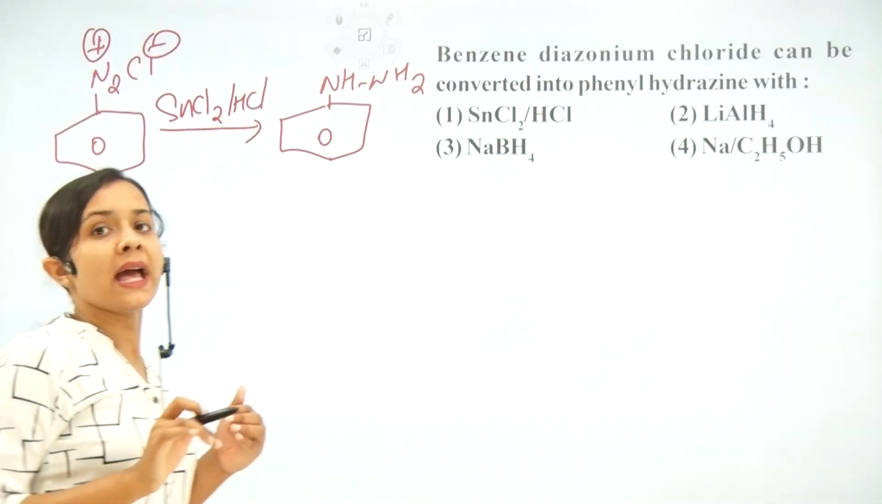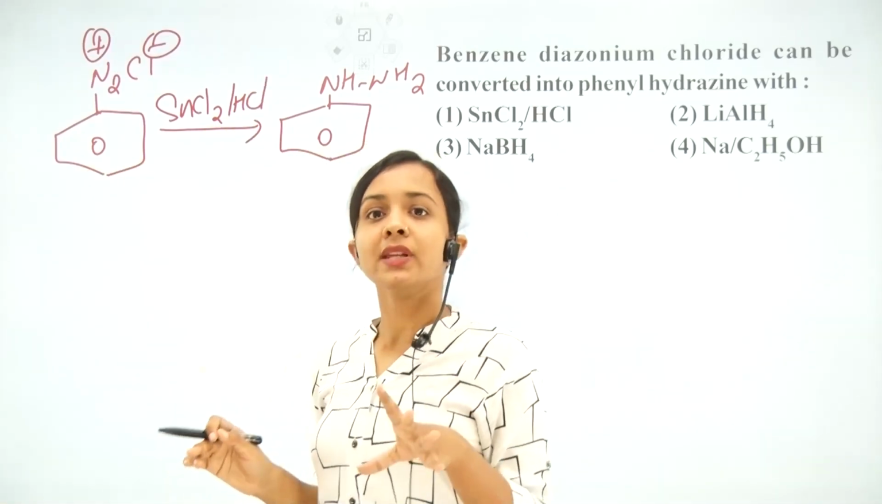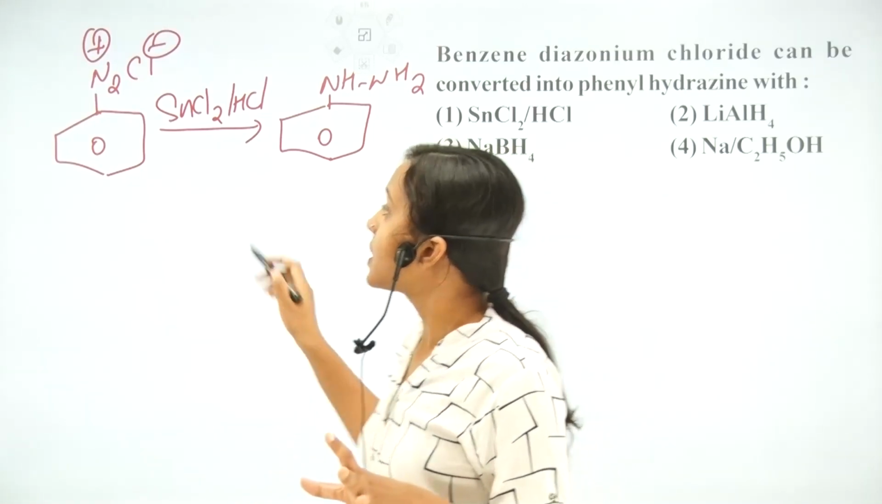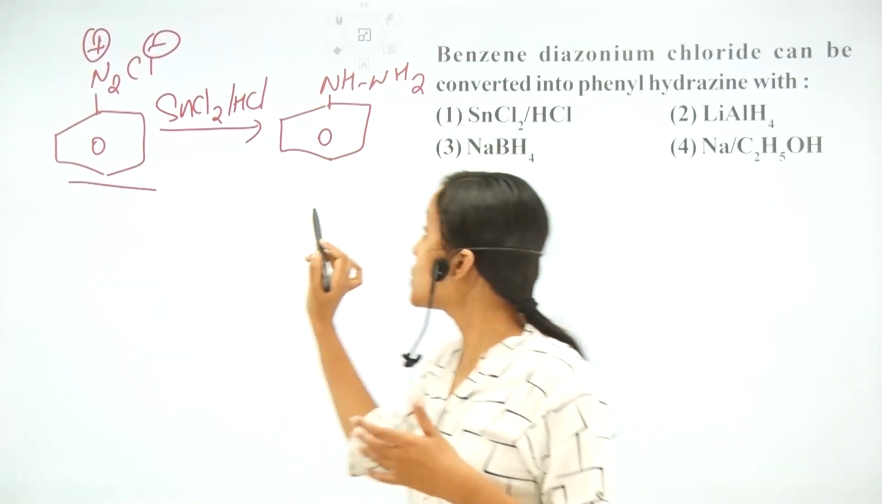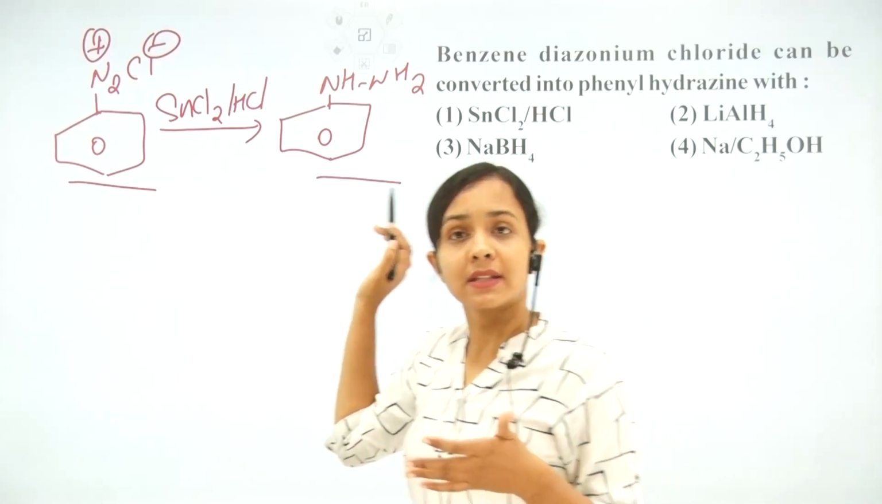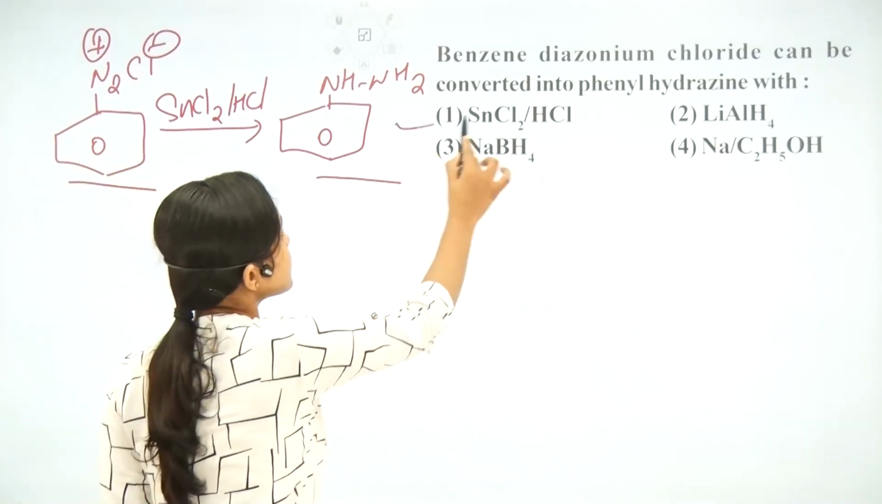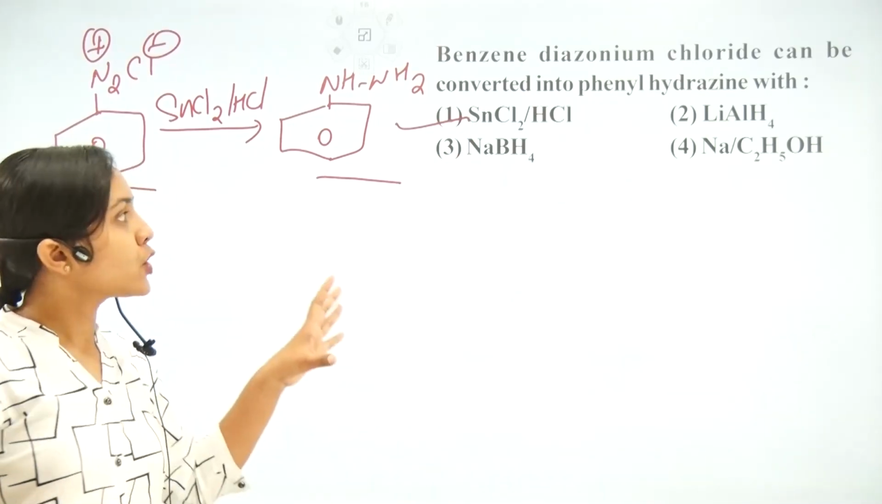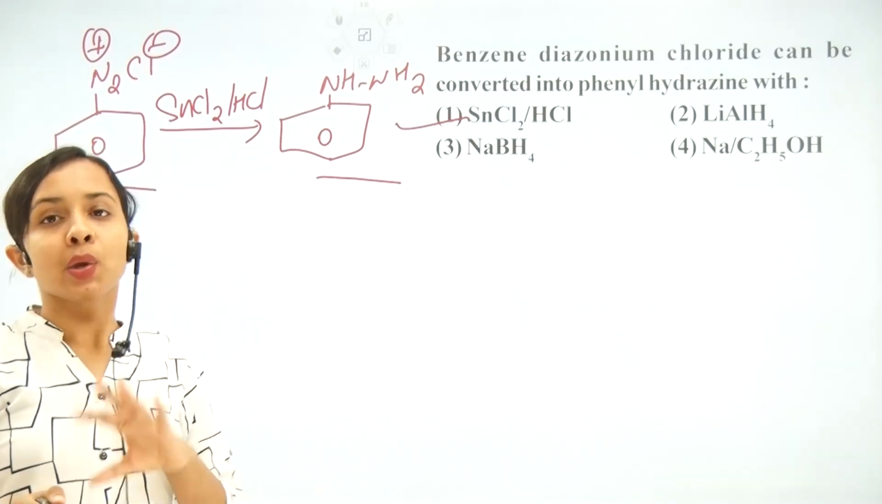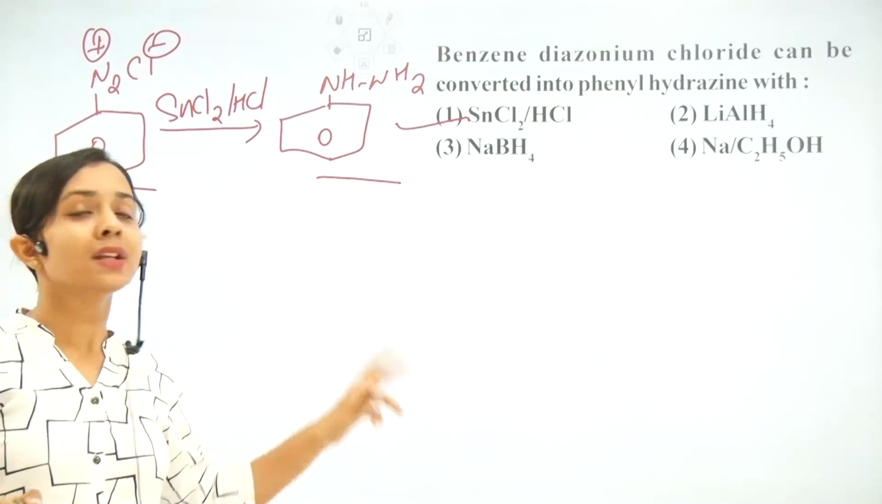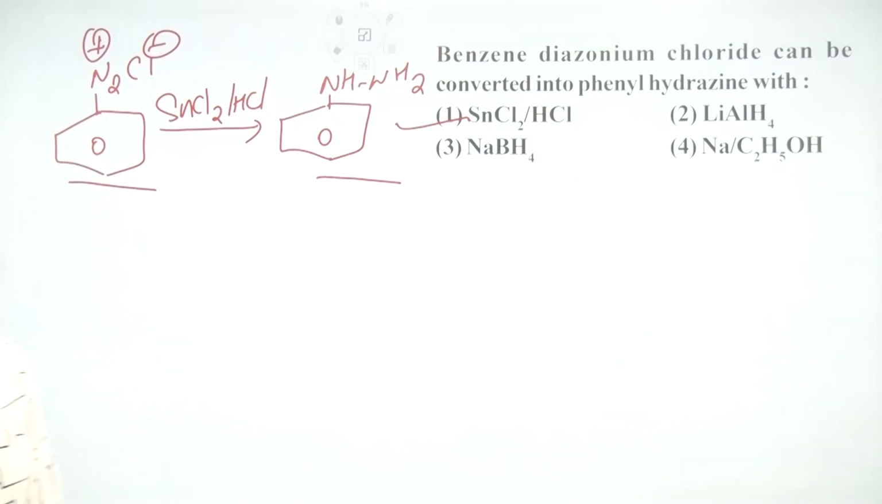SnCl2 HCl is a good reducing agent, so it will convert this benzene diazonium chloride into the phenyl hydrazine, right? And it is a selective reducing agent, so option 1 is the correct answer. But NaBH4, LiAlH4 and Na-EtOH cannot convert this, so option 1 is the correct answer. Thank you.